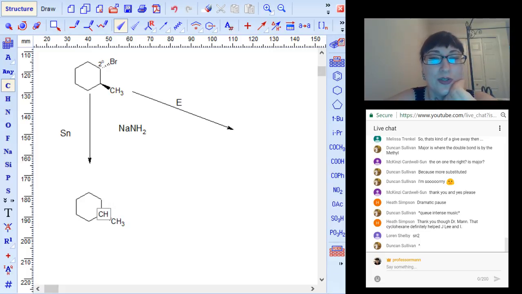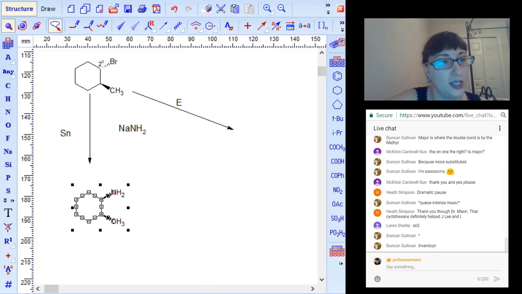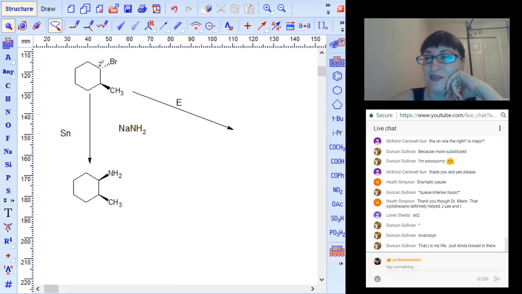So with an SN2 reaction, do you get retention of configuration, or do you get inversion of configuration? That looks like a weird, like, Swedish way of spelling inversion, Duncan. Yes, inversion.